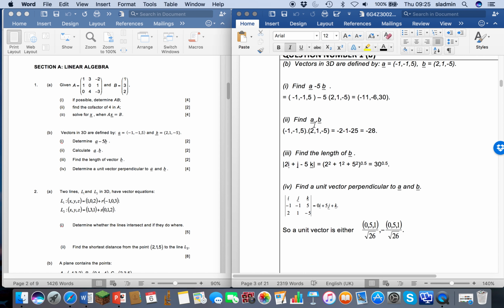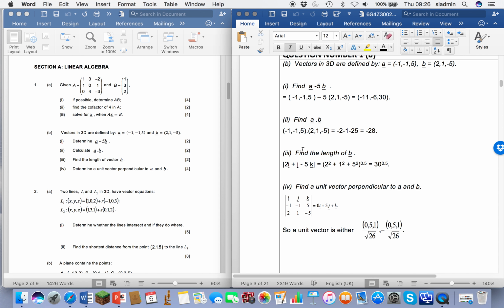To find A dot B, we're taking the vector A and dotting with B. Remember, we take the first elements, multiply them together to give minus 2. And then we add the second elements multiplied together. So minus 1 times plus 1 is minus 1. And then we add the third elements multiplied together. 5 times minus 5 gives you minus 25. Add those 3 together, we get minus 28.